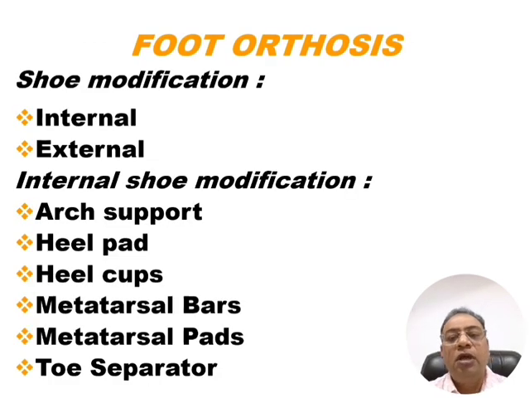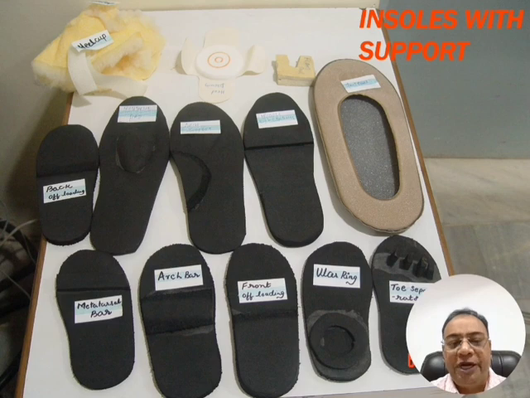So in foot orthosis, mainly we have external and internal orthotic changes. Internally, we do arch support, heel pads, heel cuffs, metatarsal bar, metatarsal pads, and toe separators. These are some images where you can see the metatarsal bar. There is an arch bar, front offloader. There are toe separators here. There is a ring to accommodate the ulcer there. So these are various types of insoles we use to offload the foot.